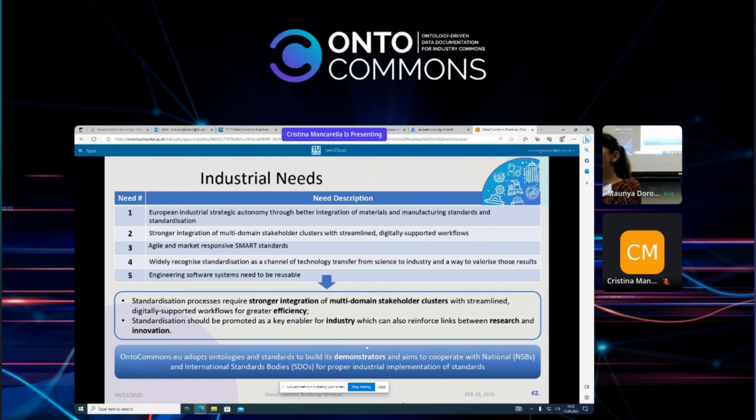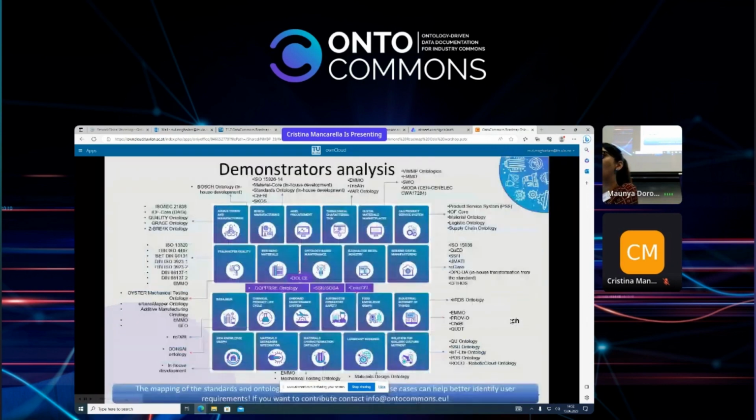We highlighted industrial needs, for example, stronger integration of multi-domain stakeholder clusters with digitally supported workflows, smart standards. And what I'd really like from all of you at home and here in person today is to have a look at the roadmap on the website. The last version of the roadmap was released almost 1 year ago, and it would be great for the new release to also have your feedback on this.